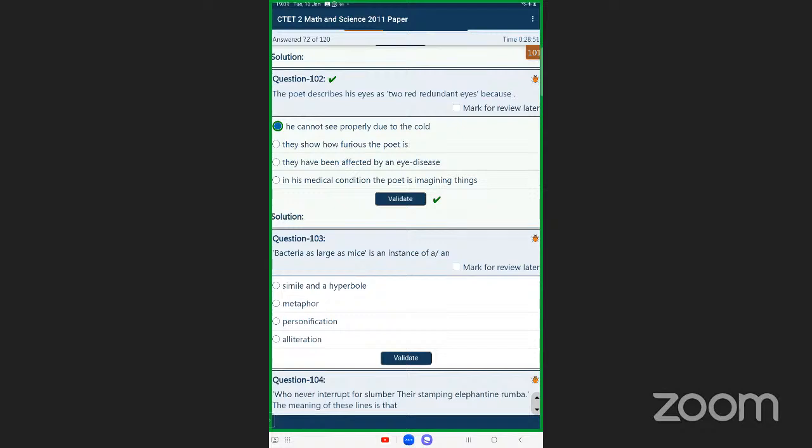Customer exclusively for you. So what will be there, student? If you see bacteria as large as mice in the instant of what, student? This is the simile and hyperbole. It is simile and hyperbole, student.